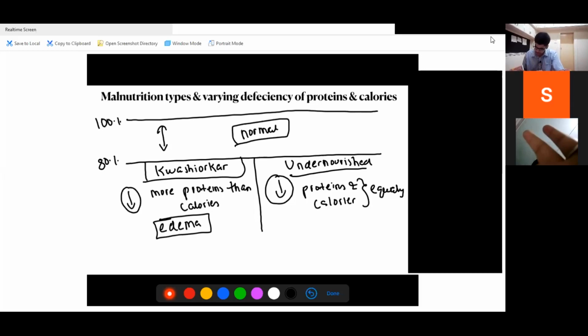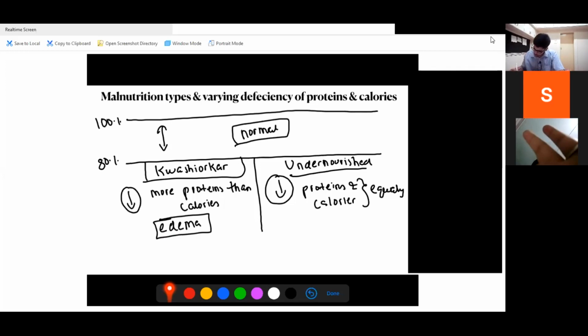And why do they have edema? Because they are more deficient in proteins. Whereas in undernutrition, there is deficiency of proteins and calories equally. Whereas in kwashiorkor, proteins are more deficient, hence it leads to edema. So this is how you will diagnose: okay, this child is undernourished, or no, this child is kwashiorkor.